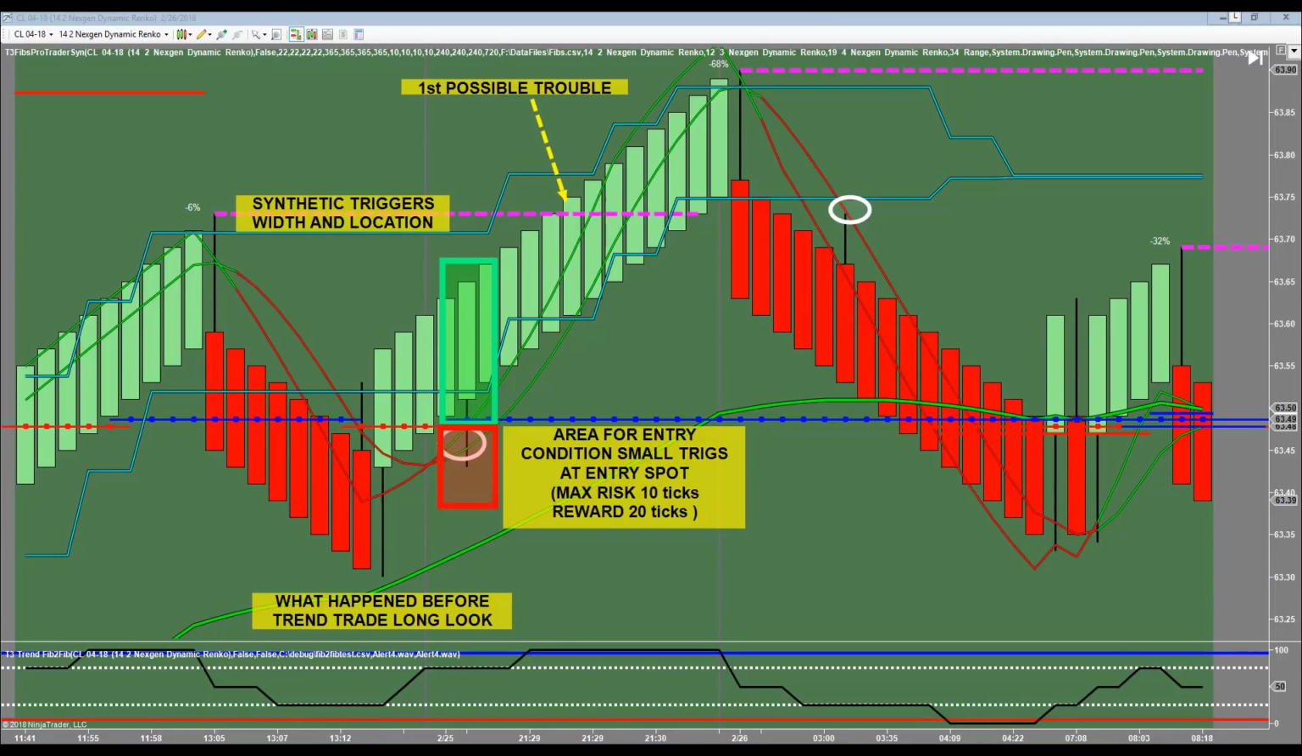In looking at your 14-2 chart, when you're going to place a trade, you should think about a few things. What are my synthetic triggers' width and location on my 14-2 chart? Where did we come from before I'm going to do the trade? What do my trigger lines look like on the 14-2 chart? And then what could be the possible first trouble spot that I would hit on my 14-2 chart?